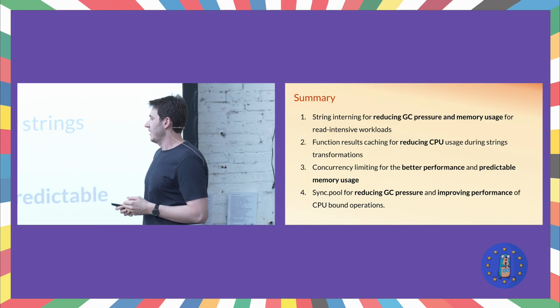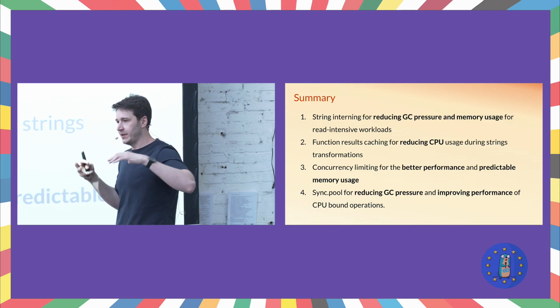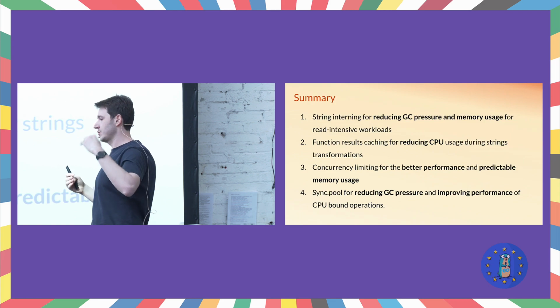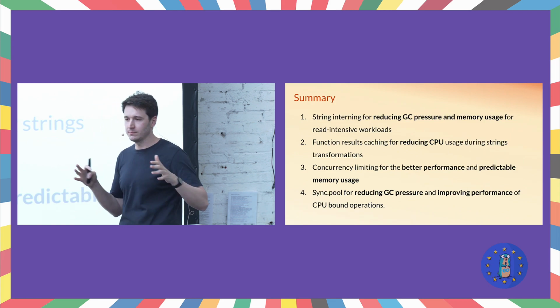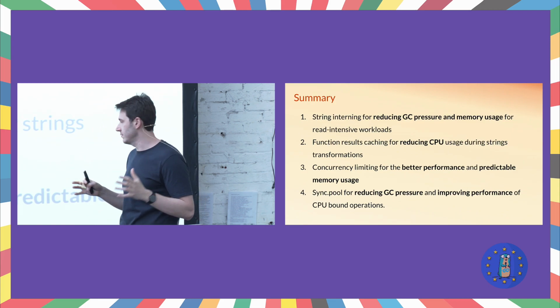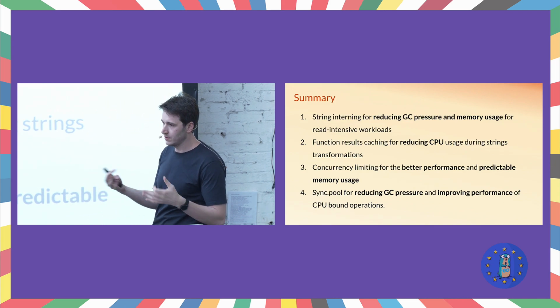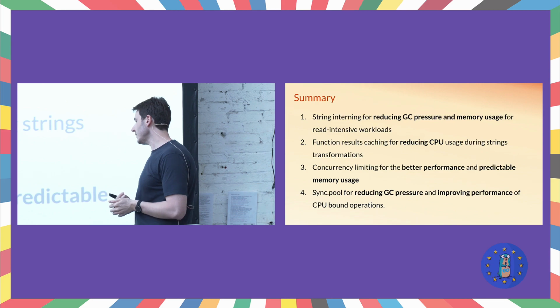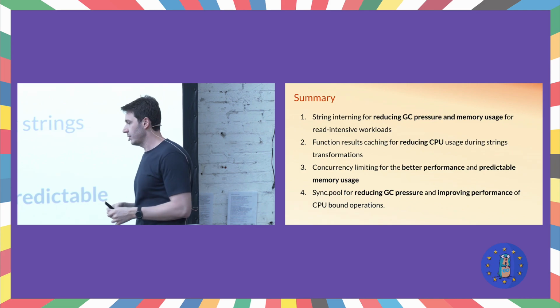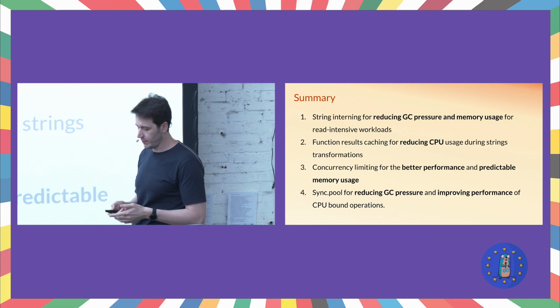Concurrency limiting helps us to keep our database under control, stable, even if there are ingestion spikes or expensive queries, and also to get the best performance we could with multi-core systems. And sync pool helps us to reduce garbage collection pressure and improves performance, but again, only for CPU-bound operations.